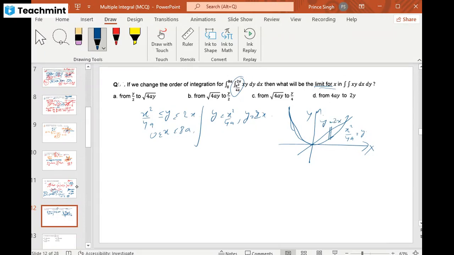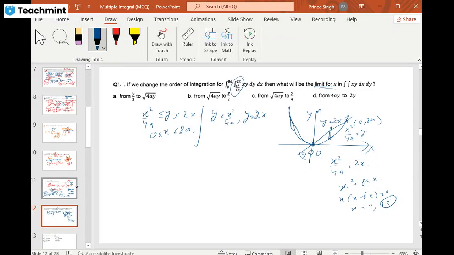The limit of y varies from x square upon 4a to 2x, and the limit of x varies from 0 to 8a. So firstly we need to find the point of intersection. So x square upon 4a equal to 2x. So x square equal to 8ax. So taking x common, x into x minus 8a equal to 0. So the value of x is 0 and 8a. So the points of intersection are 0, 0 and 8a, 16a.